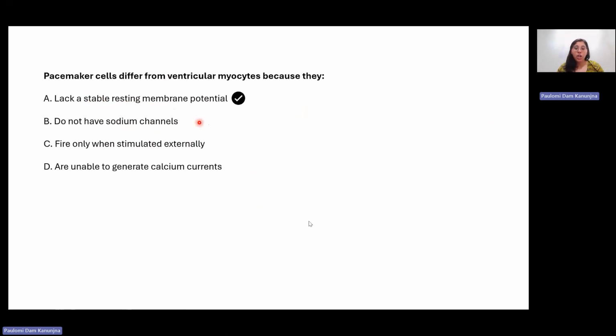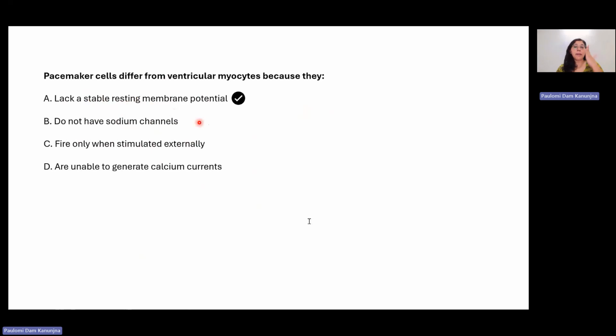So overall, you have the funny current, calcium influx, and the low potassium outflux that together contribute to this unstable resting membrane potential, and that keeps going less negative. And because of that, it reaches the threshold quickly, and it can by itself start generating an impulse.